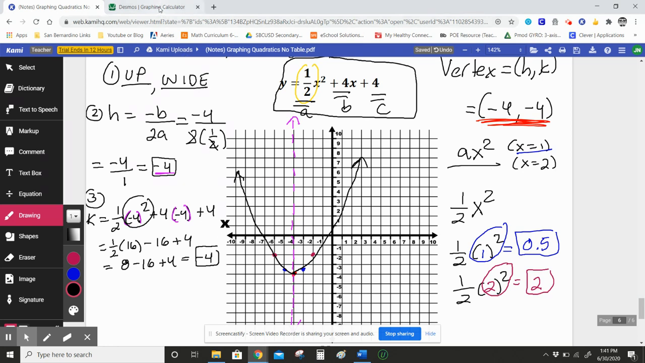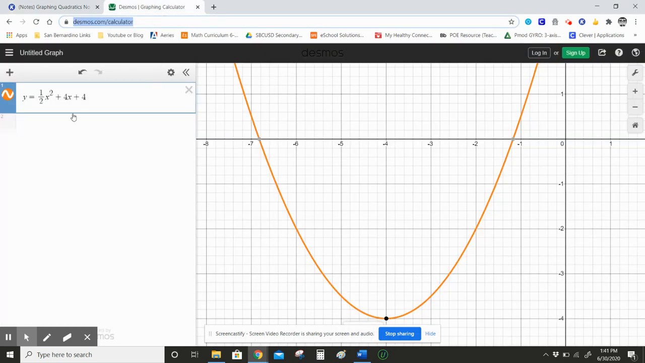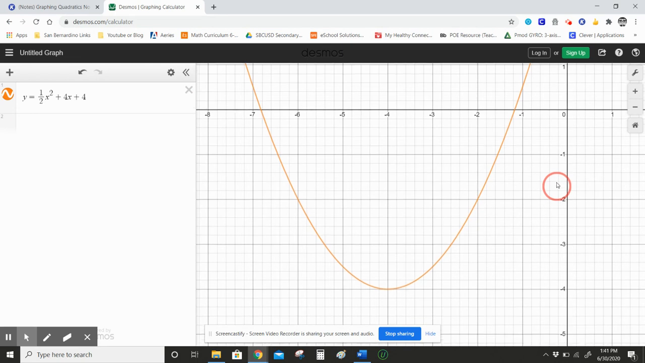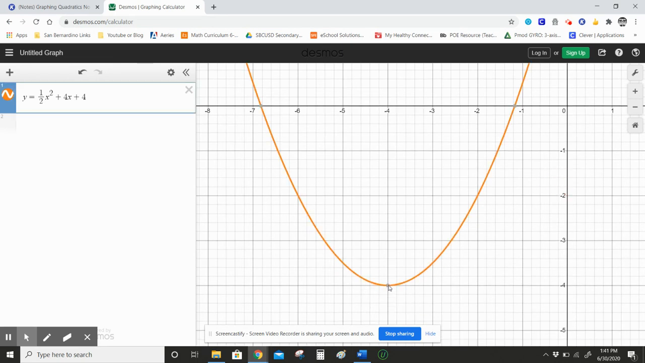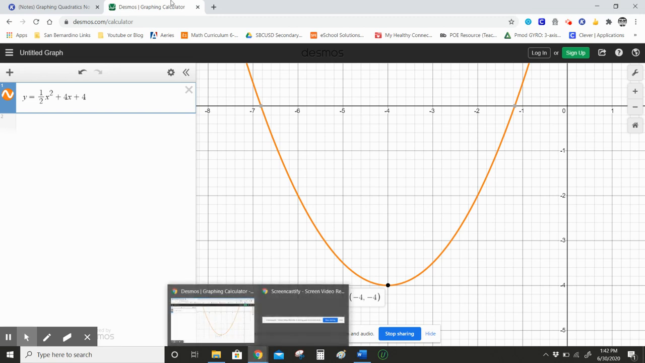Let's see if that actually matches up with what Desmos tells me. So I put this in Desmos, y equals 1/2 x squared plus 4x plus 4. As you can see, the parabola is going upwards. The vertex is at -4, -4, and it is going upwards, and it looks like it's a little wider than normal. 1 square over, I go half, and then 2 squares over, I go 2 spaces up. So it actually matches up exactly with what my predictions said.